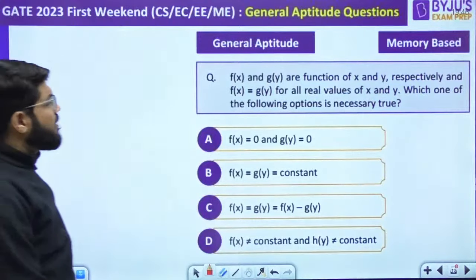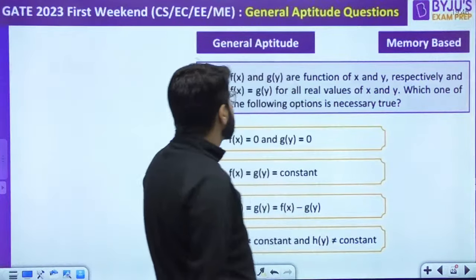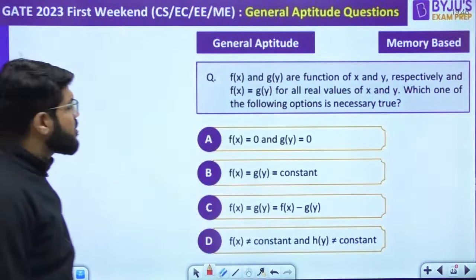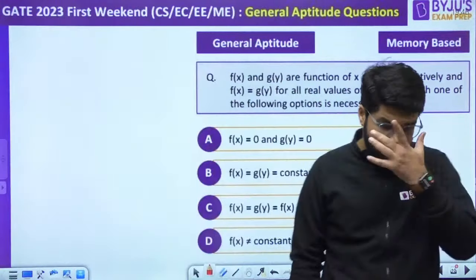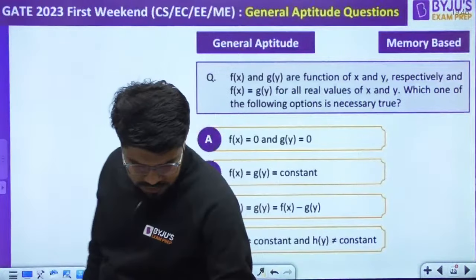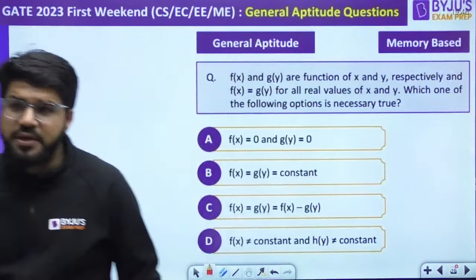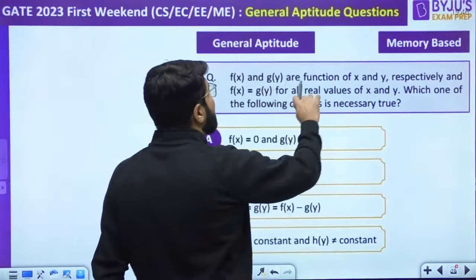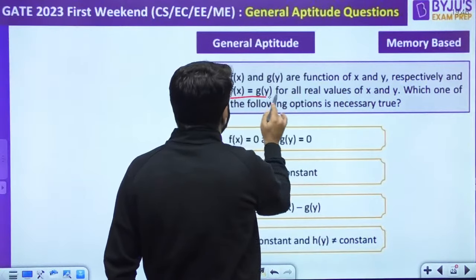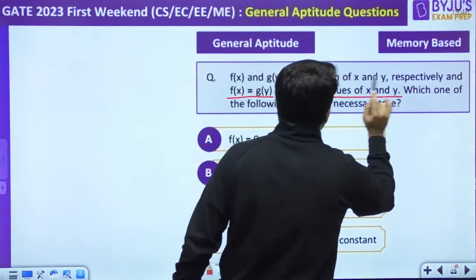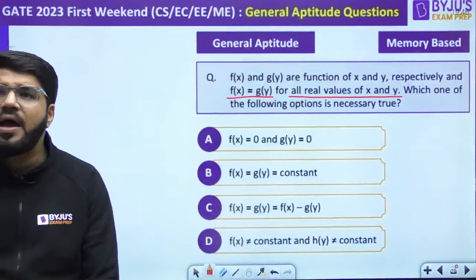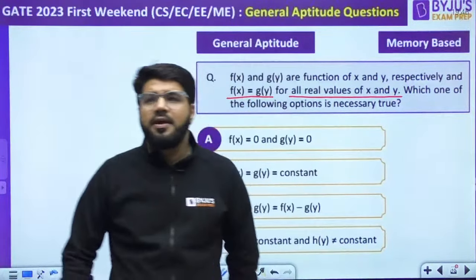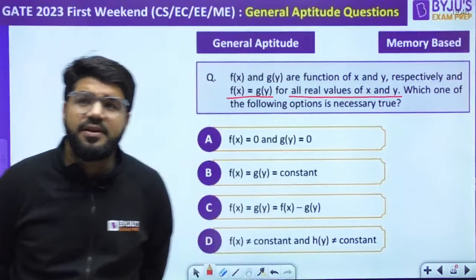Chalo, badhiya. f of x and g of y are functions of x and y respectively, and f of x equals g of y for all real values of x and y. Which of the following options is necessarily true?